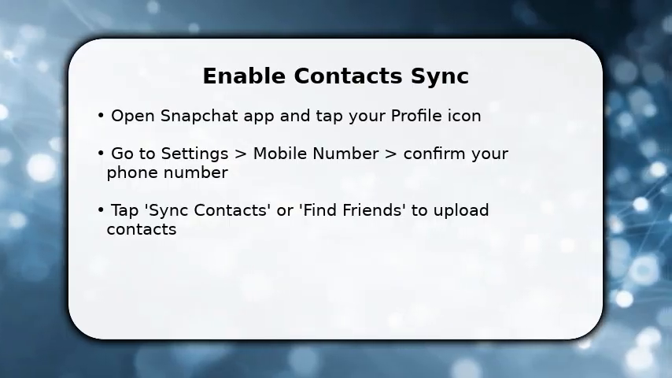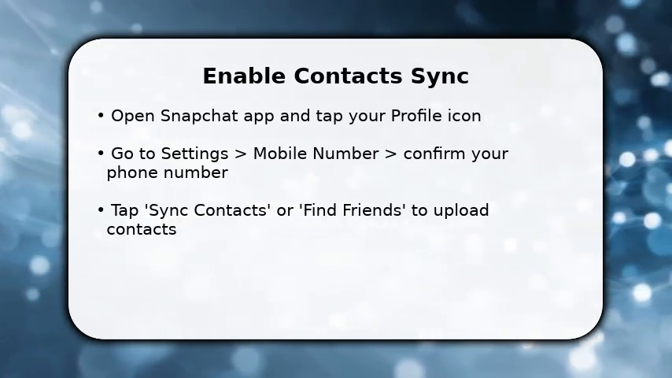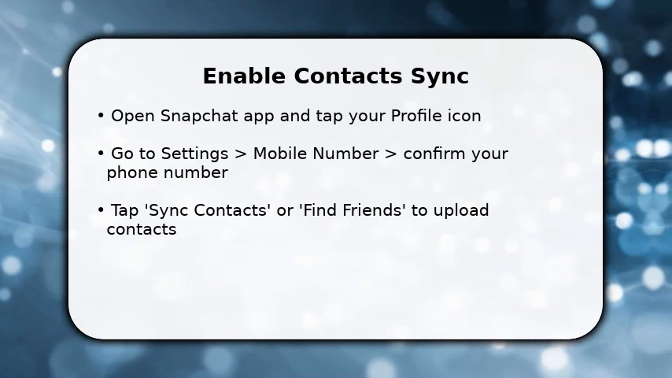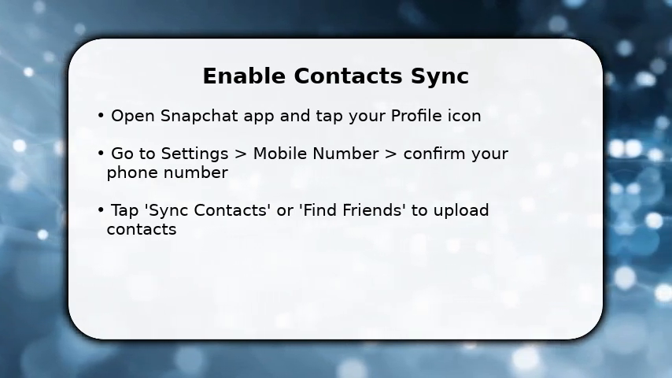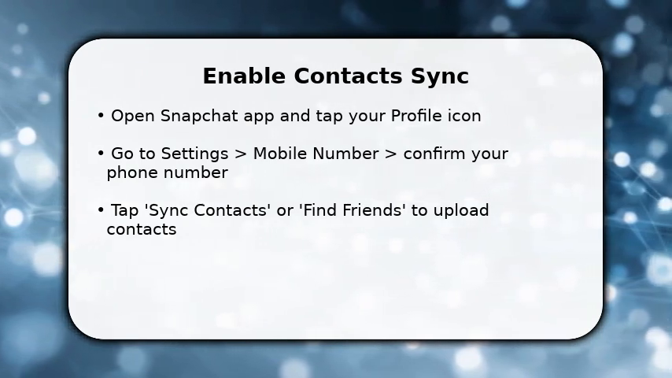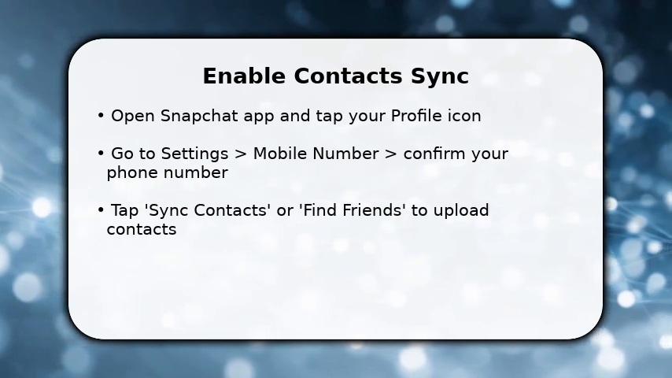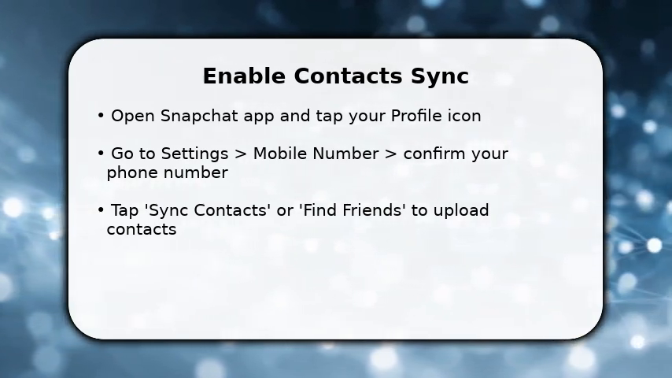You start by giving Snapchat permission to read your phone contacts so it can match names to accounts. First, open your profile and confirm the mobile number on file. This improves matching accuracy. Once done, enable Contacts Sync or Find Friends, grant the permission prompt, and let the app upload your address book. This is the foundational step.